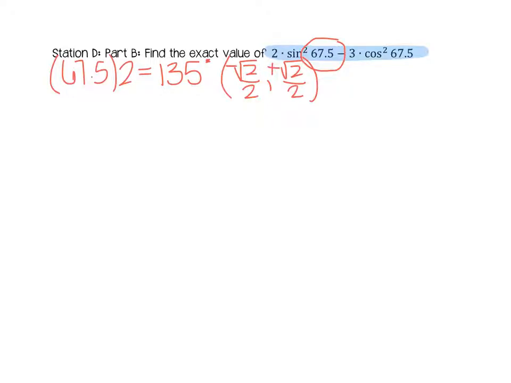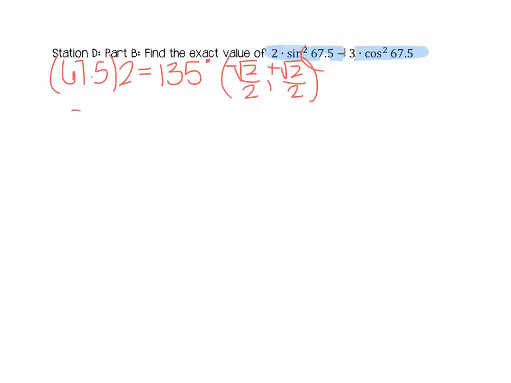All right, so now I'm also going to go to my formula sheet, and I see that on my formula sheet I'm actually going to have to use two different formulas. The reason I'm going to have to use two different formulas is because one of these is sine and the other one is cosine.